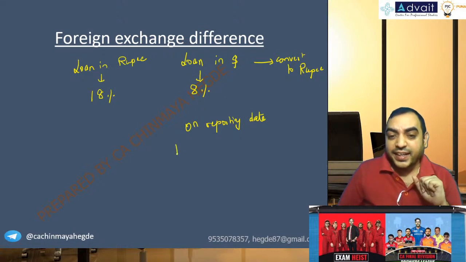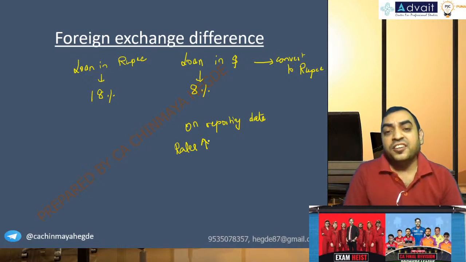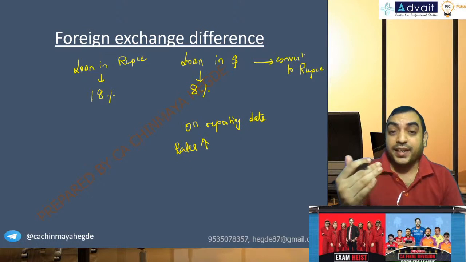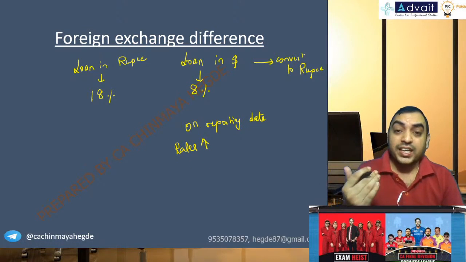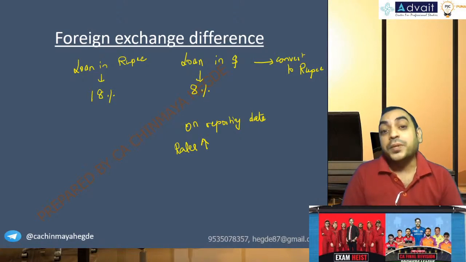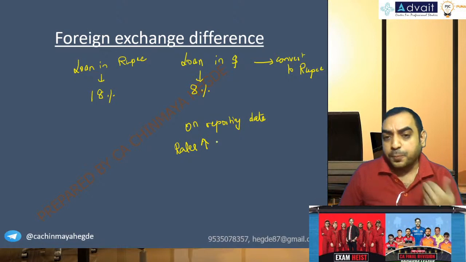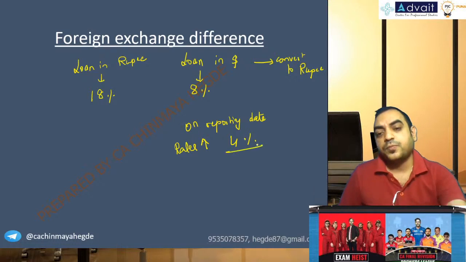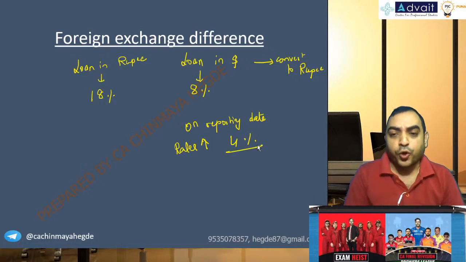Let's say the rates have increased. What do you call it in foreign exchange when the exchange rate increases, or when the currency is trading at a higher rate? When the currency is increasing, what do you call it? It is trading at premium. For simplicity's sake, let's say the premium happens to be 4%.